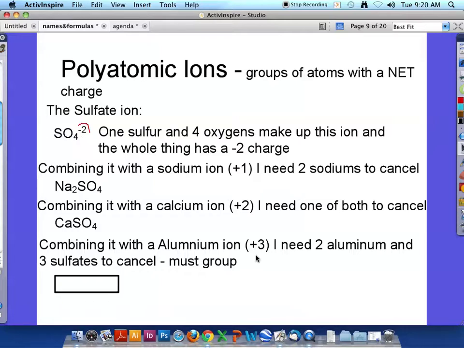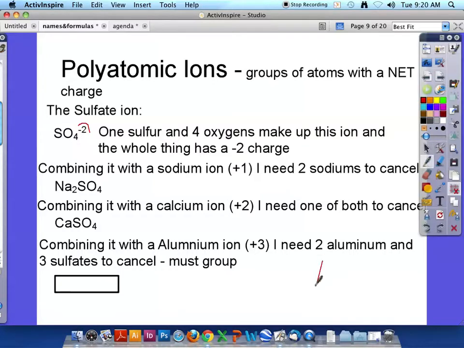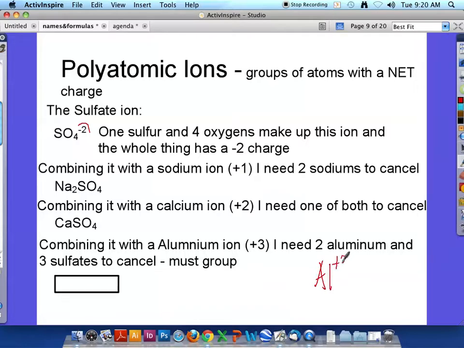Aluminum has a +3, which means I need 2 aluminums and 3 sulfates to cancel it. This is where you have to crisscross. Al +3, SO4 -2. So this 2 comes down to the aluminum, and the 3 goes to the sulfate.